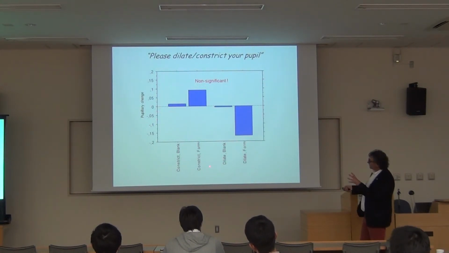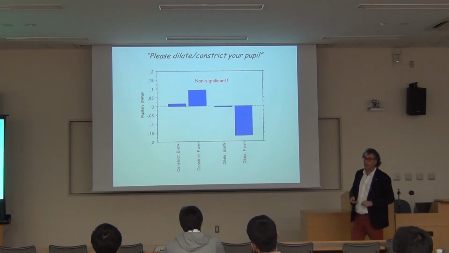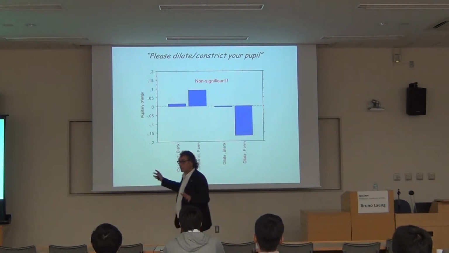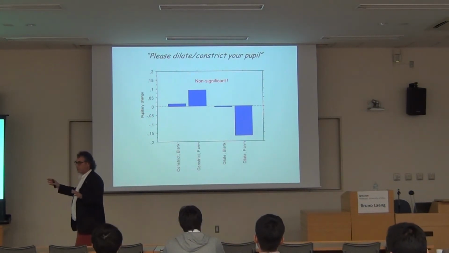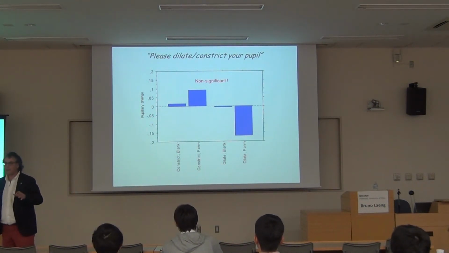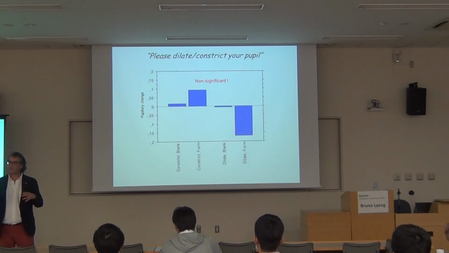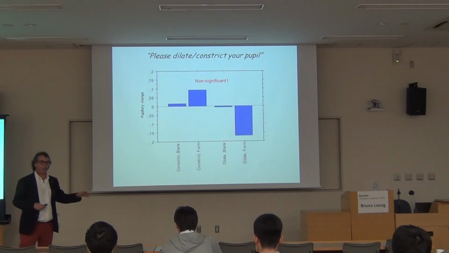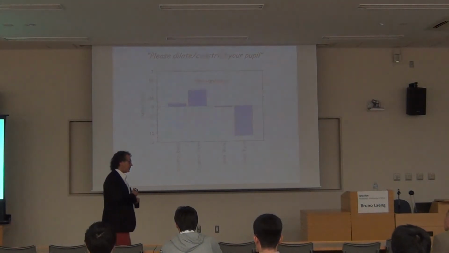So there is a dilation when asked to constrict, and there is a little bit of constriction when asked to dilate. In other words, again, this is statistically insignificant. There is no evidence whatsoever that participants can voluntarily do this. We haven't discovered anything new. We have just confirmed what is already known in the field with our own participants to rule out this possibility.